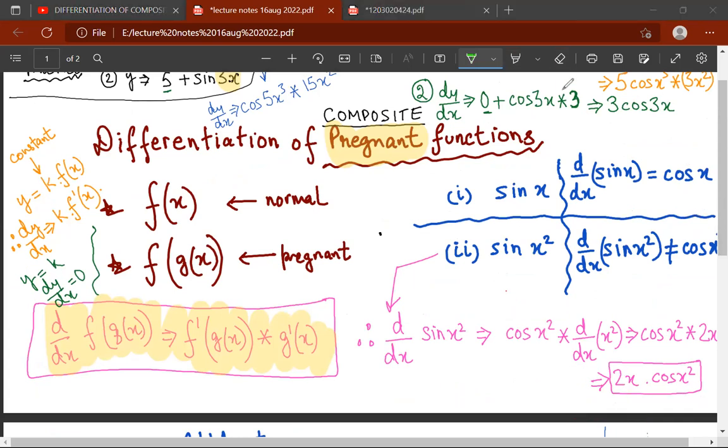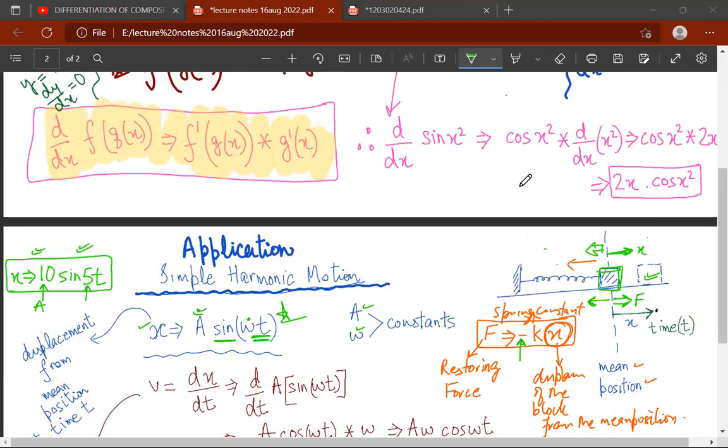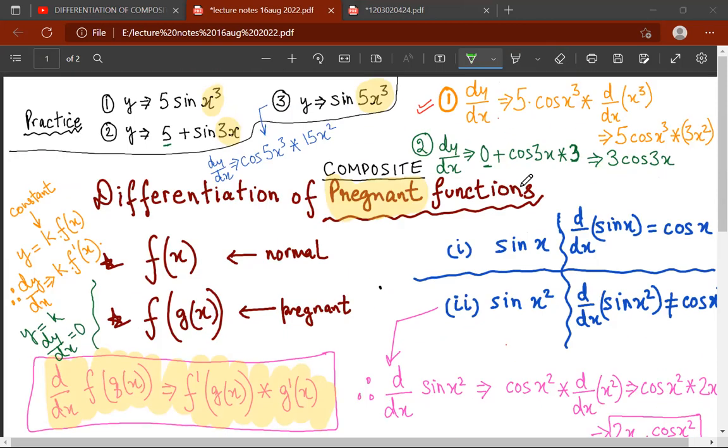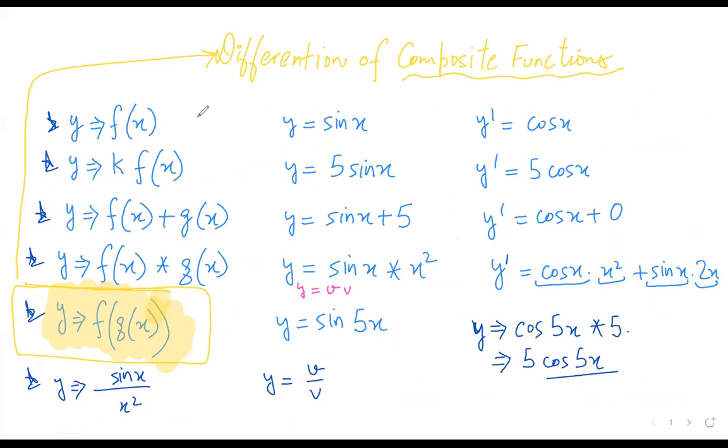So the style is that you take the differential of the mama function first and multiply it with the differential of the baby function. And there are a few things about differentials that we already know. I will just revise those things. So, for example, y equals f of x.